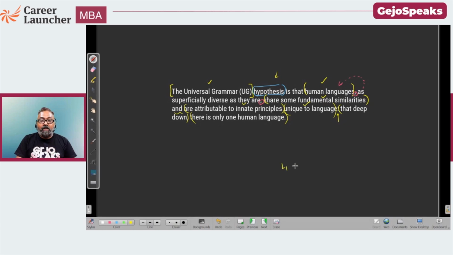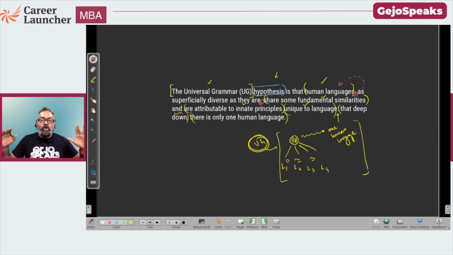So there is language one, language two, language three, language four. All of them have some fundamental similarities, and all are attributed to some innate principle, an inbuilt, natural principle, so that we can actually say deep down there is only one human language. This is the universal grammar hypothesis. It is their understanding that we have just one human language. So what is important from this sentence is merely to understand that in universal grammar, there is only one human language.